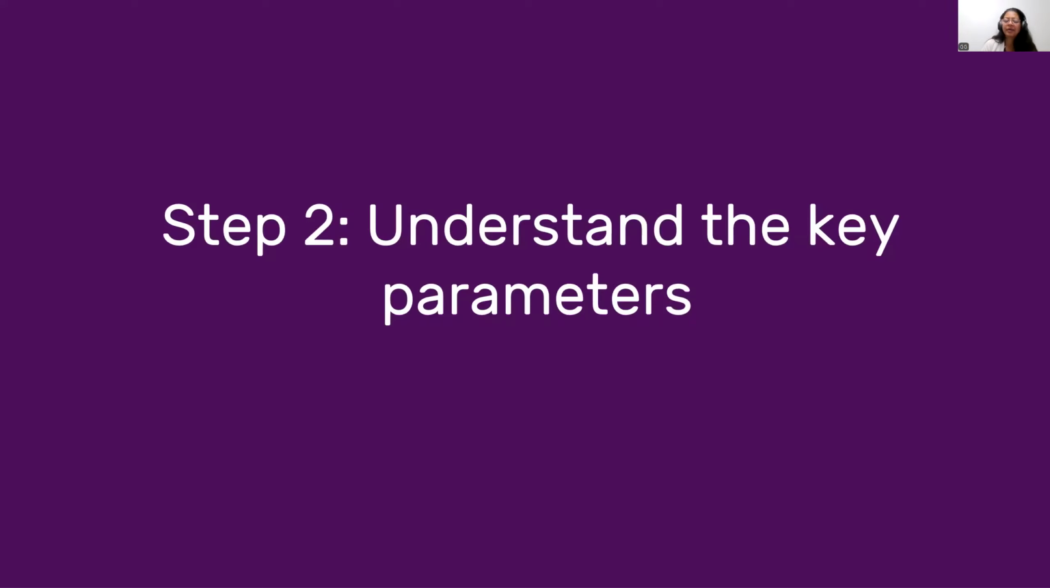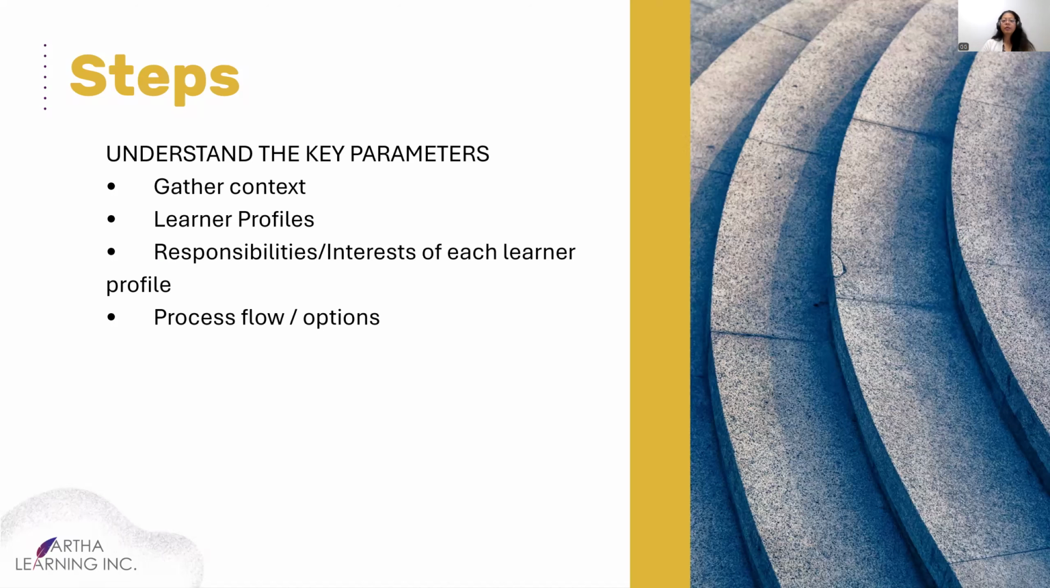The second step in our list of steps was understanding the key parameters, right? What are the requirements of a particular branching situation? And what we want to do here, once we said, okay, there is value, we want to create a branching scenario because there are a number of different user groups and this will be helpful.